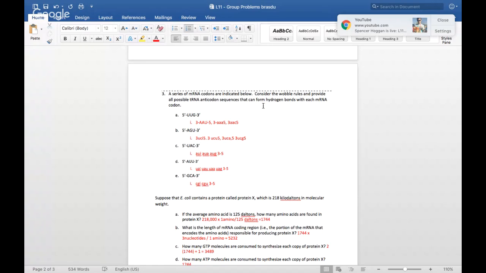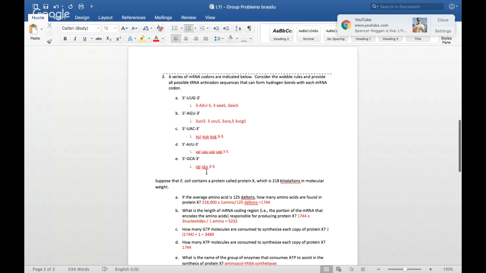C is UAC, so we'll change that to AUI, AUA, and AUG. Having a heck of a time telling my letters apart here. D will be AUU, and we'll change that to UAI, UAU, UAA, and UAG. And E is GCA, and we'll change that to CGI and CGU. All right, moving on to 4.